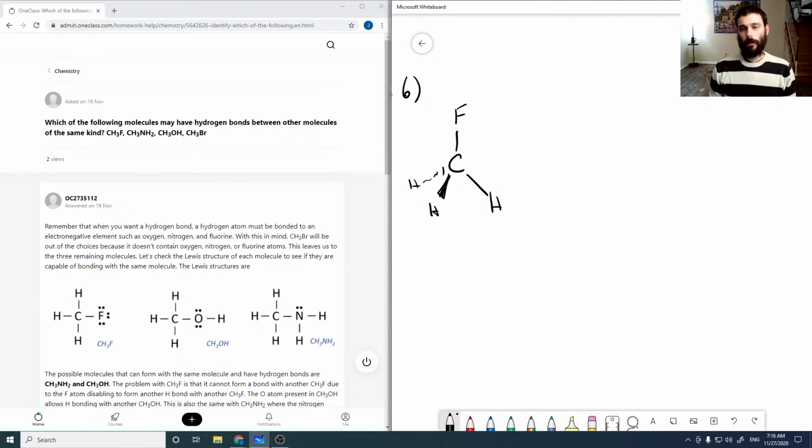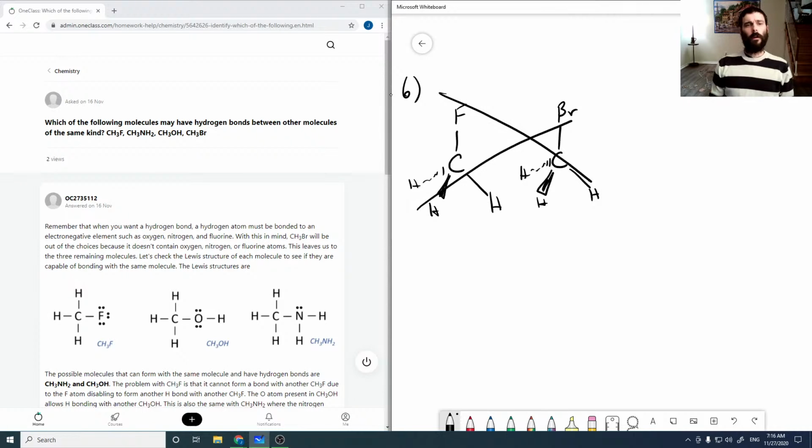Also, if we draw CH3Br, it's going to be very similar. Right, so we don't have some electronegative atom bonded to hydrogen in either of these cases, so neither of these two are going to allow for hydrogen bonding.